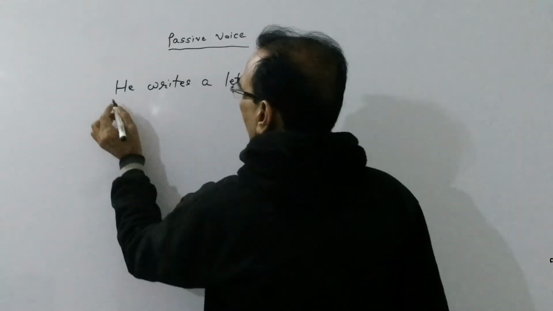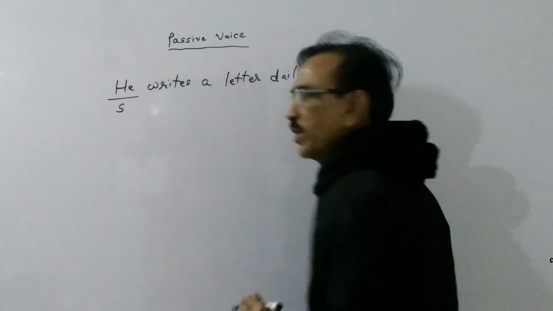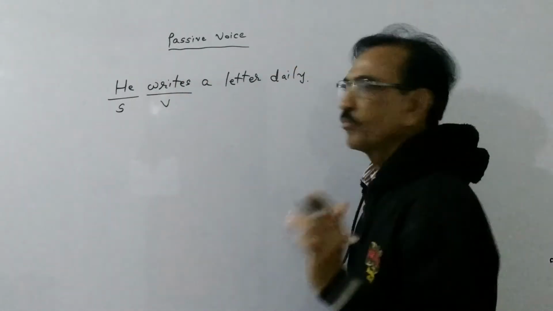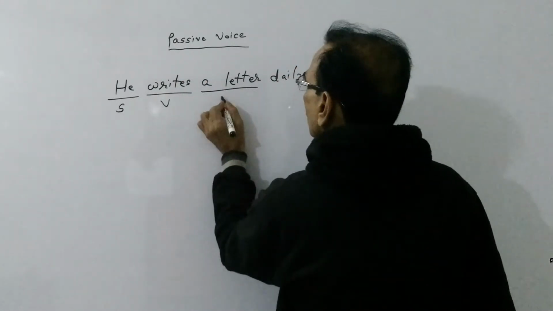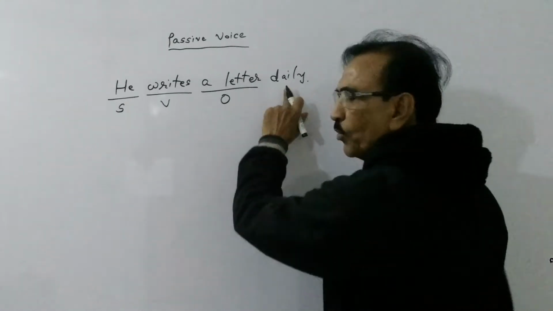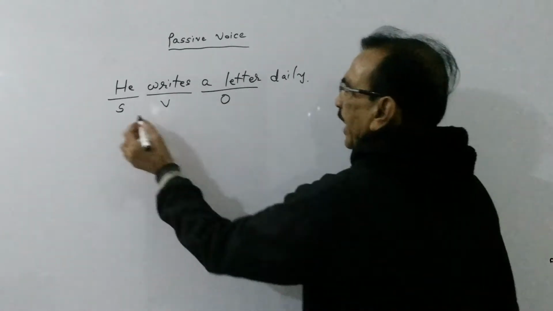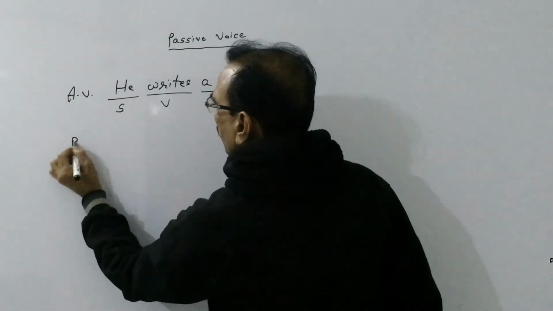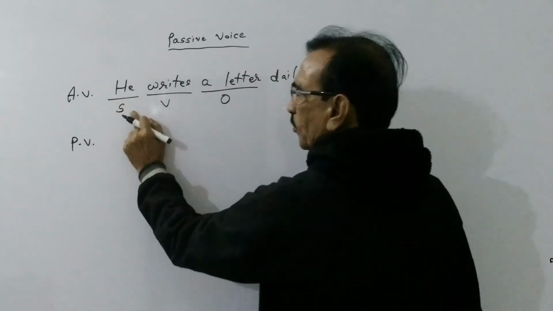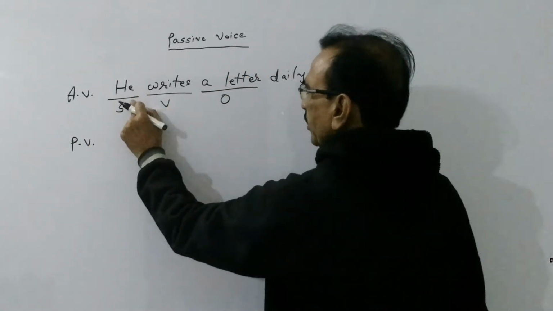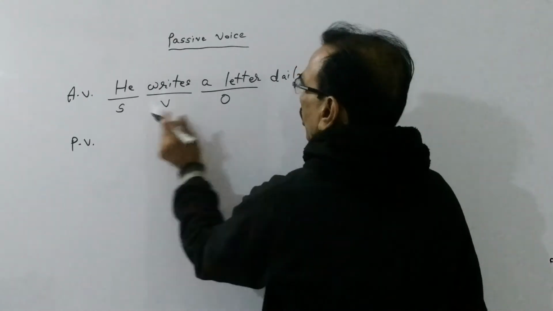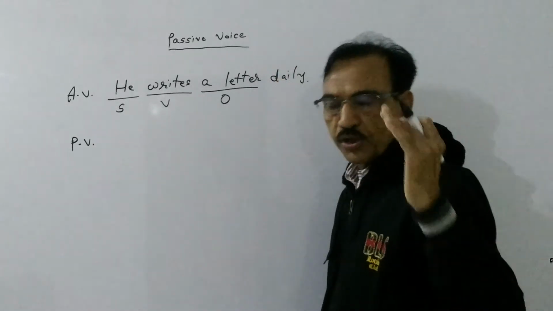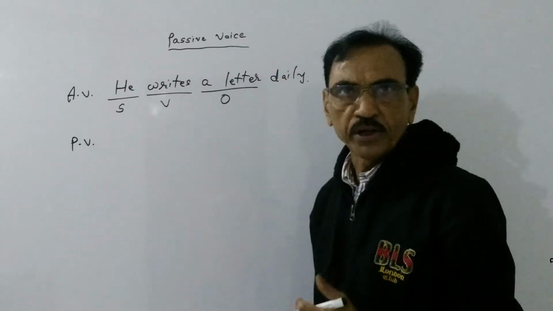In this sentence, friends, he is the doer of the action, that means the subject. This is the verb, writes. It denotes simple present tense. A letter is an object, and this is the keyword for simple present tense. So SVO is the formula for active voice. Now, in the beginning I have given the doer of the action. This subject does something, right? Whereas in passive voice, the significance, the importance is given to the object.